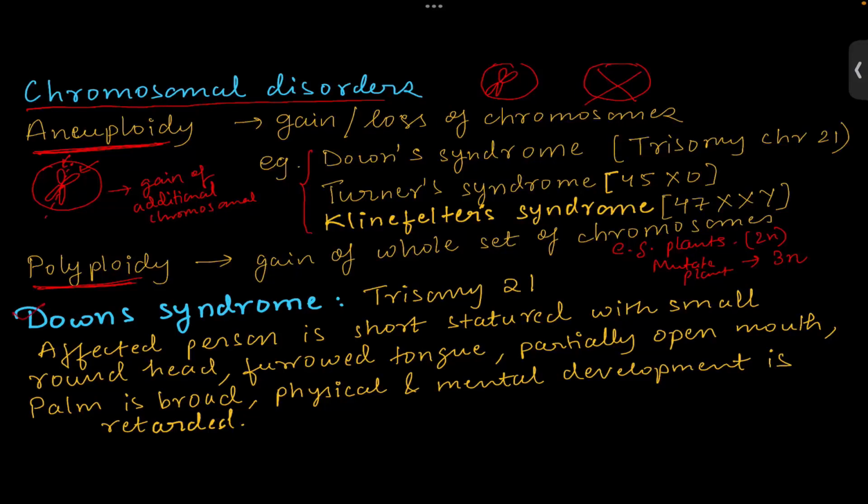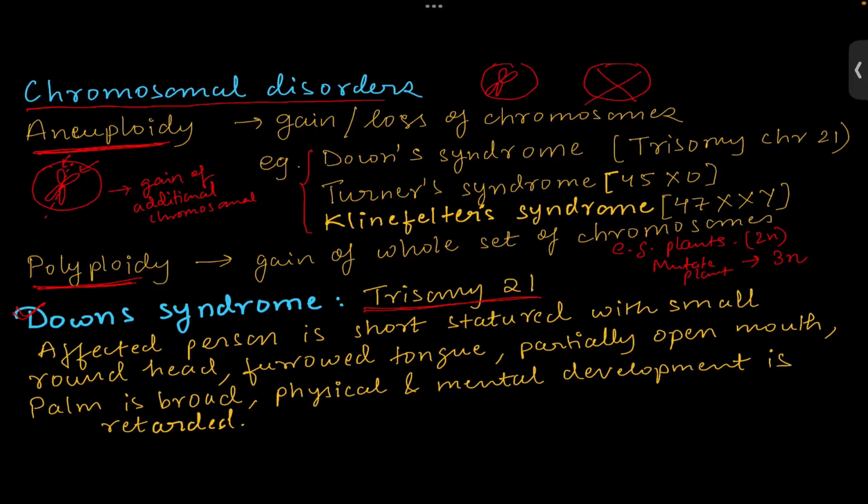First is Down syndrome. Now, what happens in Down syndrome? The person gains one additional 21 chromosome, because of which that person has three copies, or trisomy, of the 21 chromosome. In a normal person, there are two copies of the 21 chromosome, but a person with Down syndrome has three copies of the 21 chromosome.